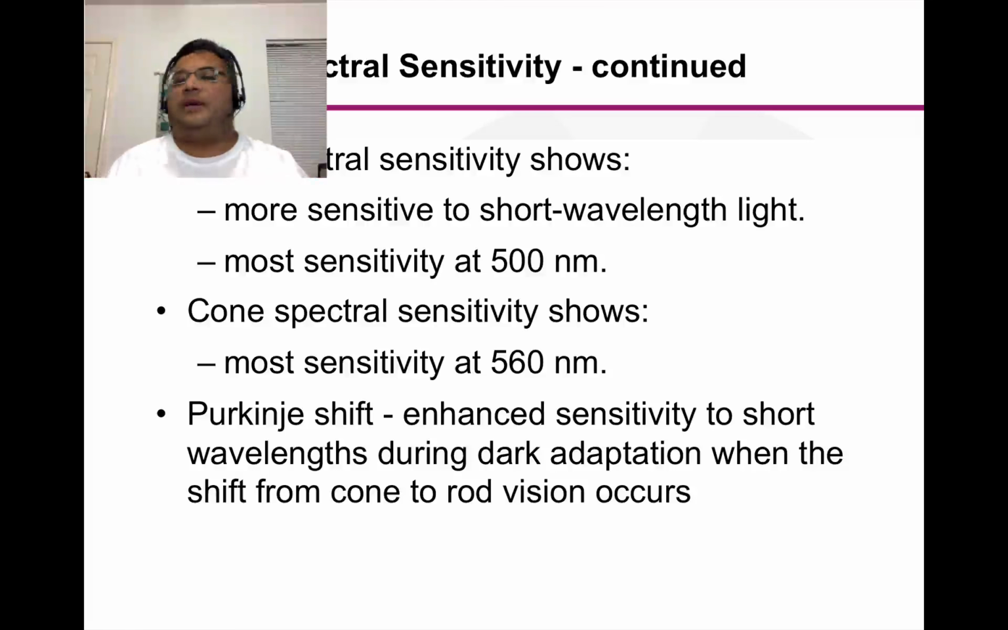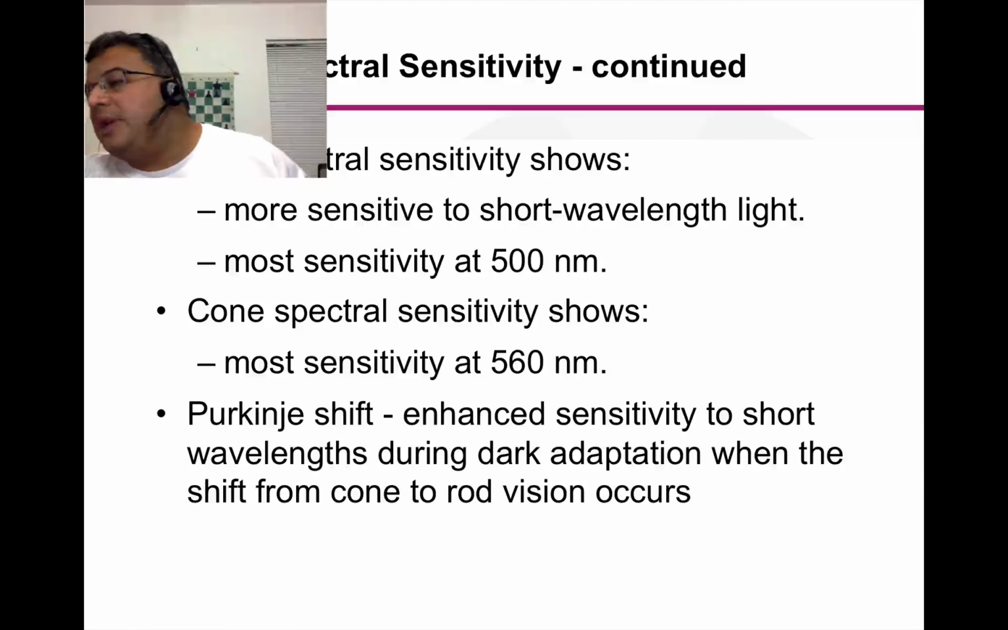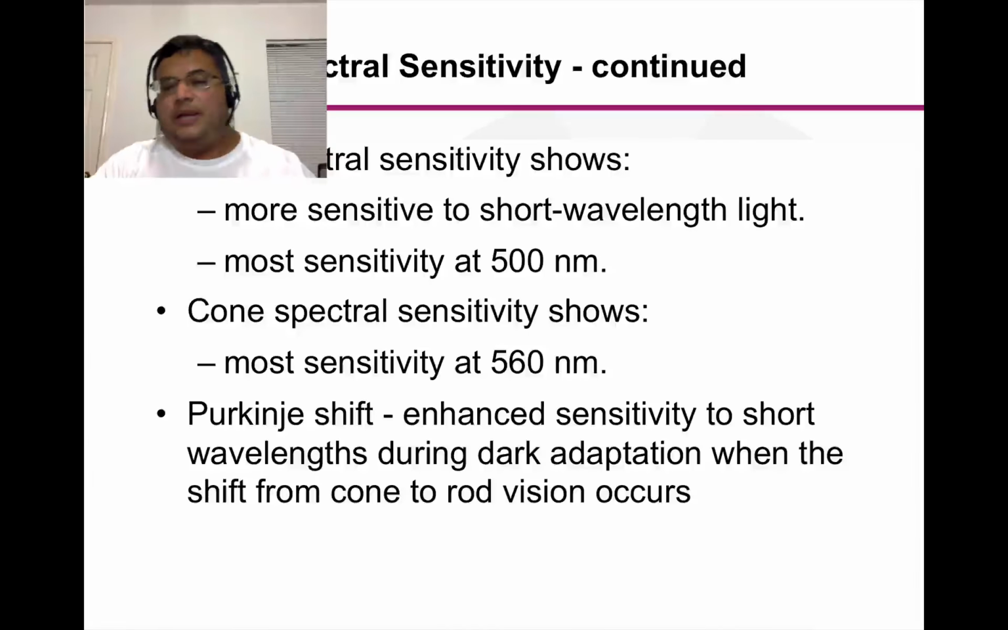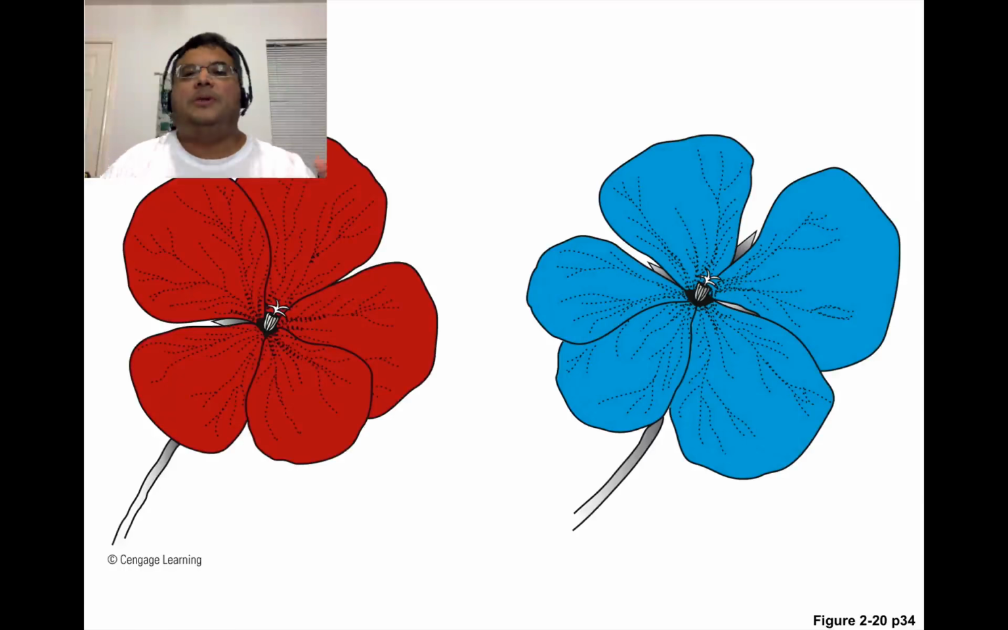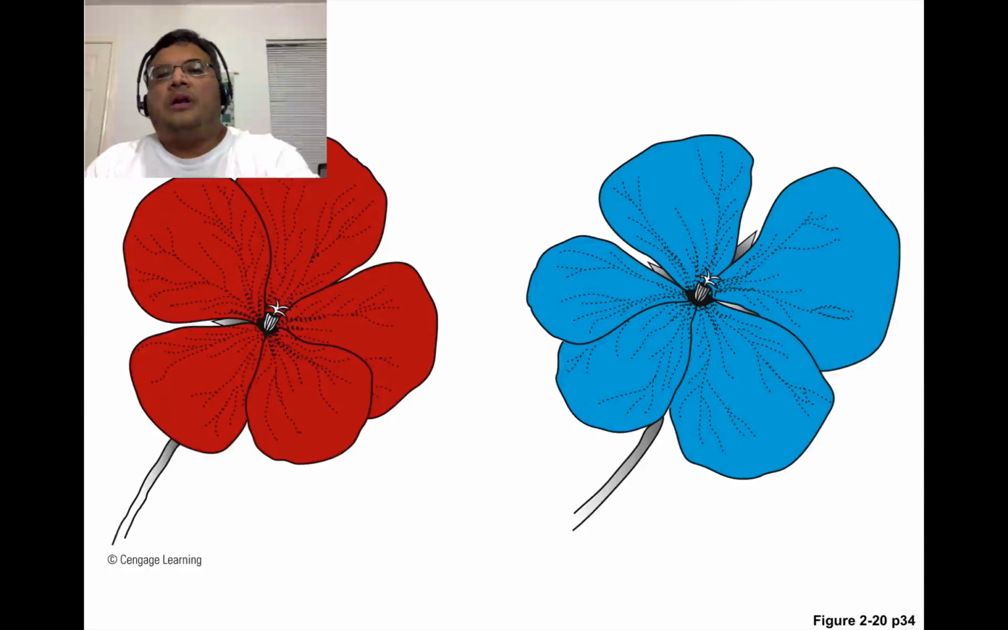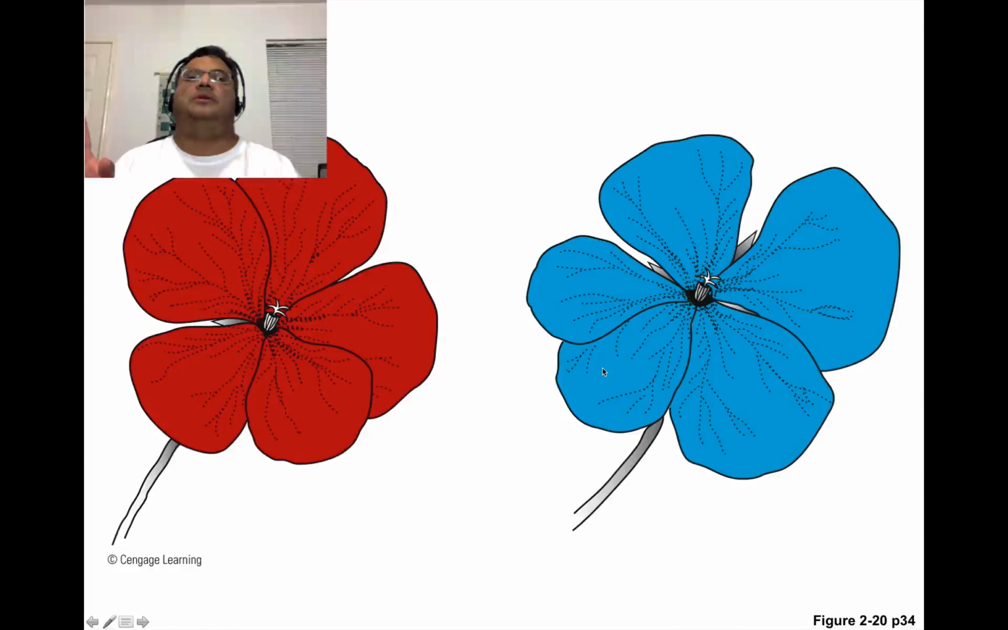If you look, for example, at the picture on page 34, Figure 220, I think it's this picture right here, the bluer flower on the right-hand side is going to look brighter to you with the darkened eye as opposed to the red flower, right? Because the blues are going to stand out more, and that is the Purkinje shift.